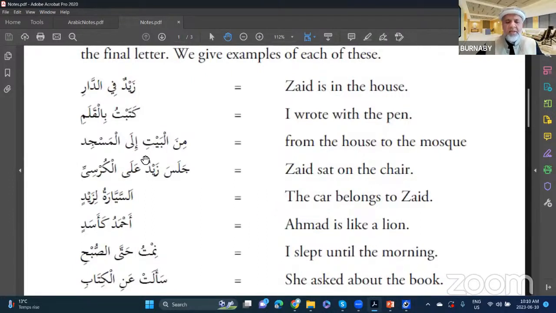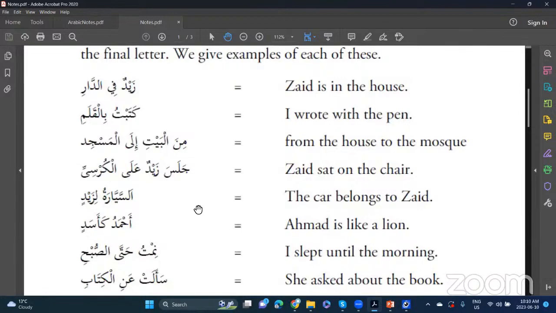Okay, good. Jalasa Zaidun alal kursiyi. Now, jalasa again is a verbal sentence. It's a verb. So Zaid sat on the chair. And here again, our focus is the alal kursiyi. It is also in the status of jar. So al-kursiyi is the ism majrur.